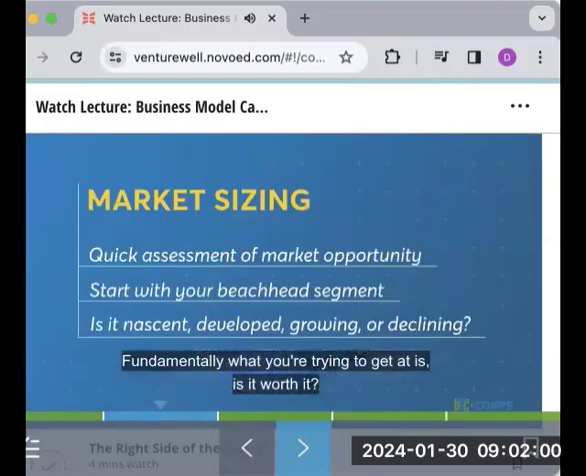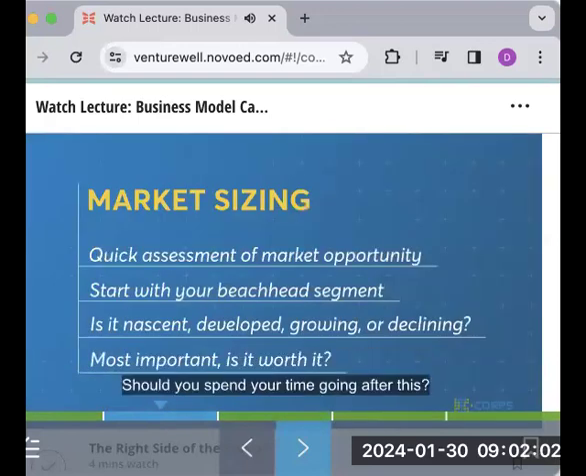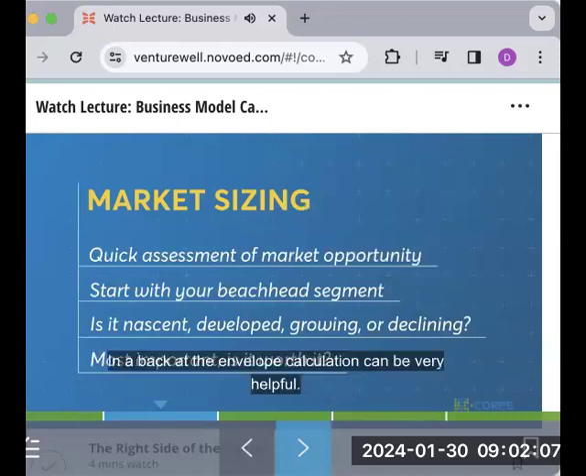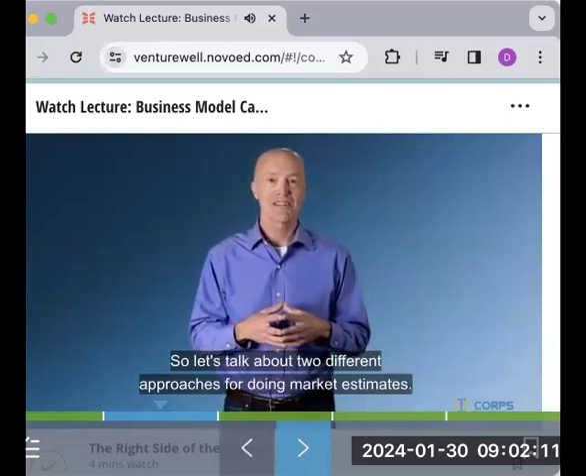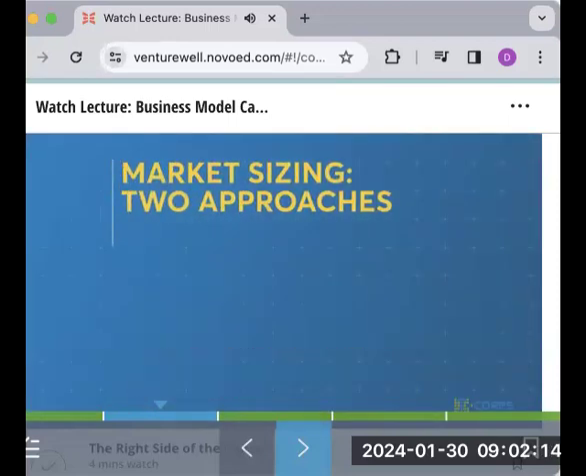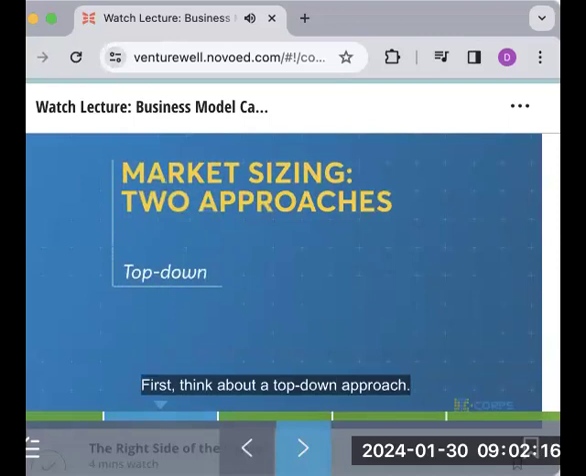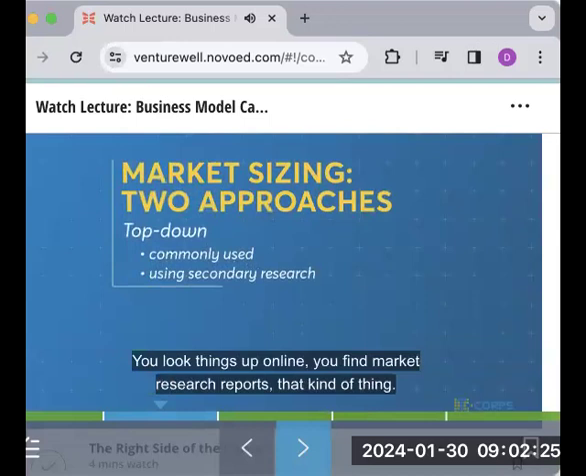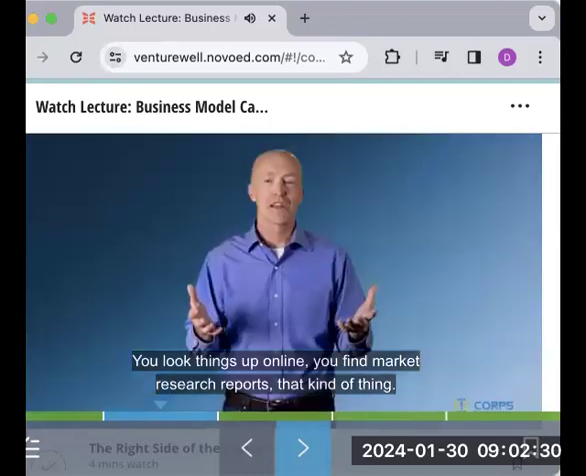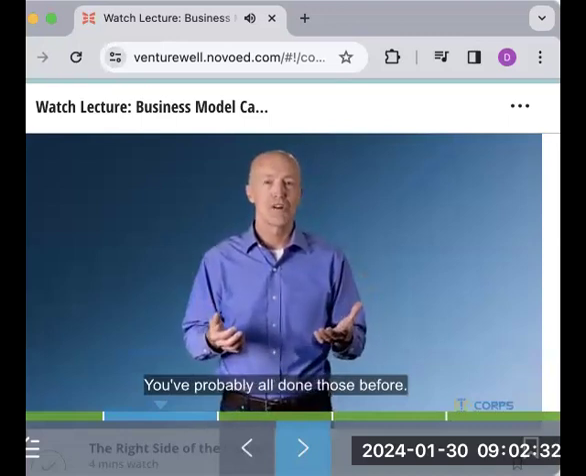Fundamentally, what you're trying to get at is, is it worth it? Should you spend your time going after this? A back of the envelope calculation can be very helpful. So let's talk about two different approaches for doing market estimates. First, think about a top-down approach. This is commonly done. In fact, most estimates you will see are top-down approaches, and they're done with secondary research. You look things up online, you find market research reports, that kind of thing. You've probably all done those before.